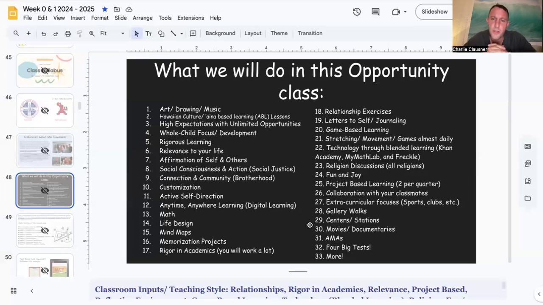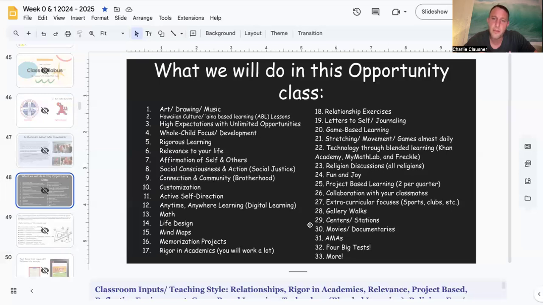Technology, we use certain tools. I teach at a Catholic school, but we have religious discussions about all religions. I aim to bring a lot of fun and joy, a ton of projects, project-based learning, which I can walk through, two per quarter, although I think it's actually across the year. I think I have 7 big projects, so it's a little bit less than 2 per quarter.